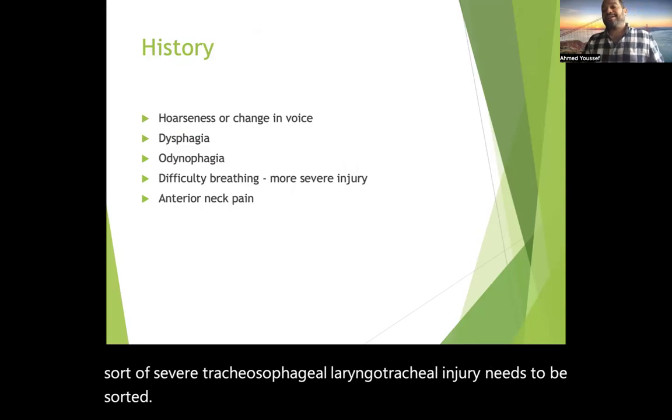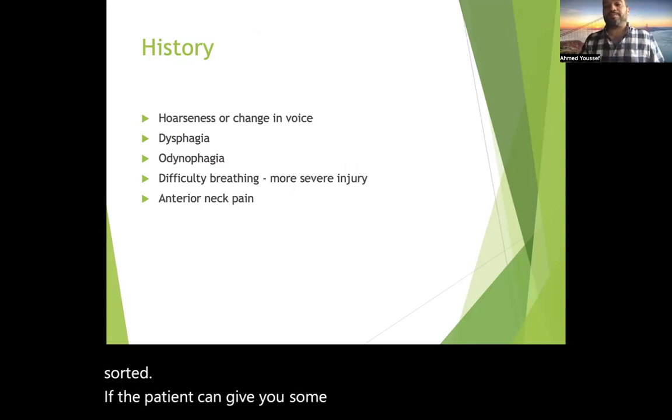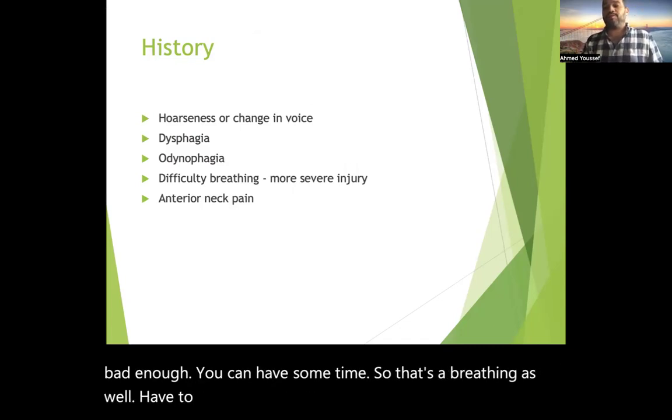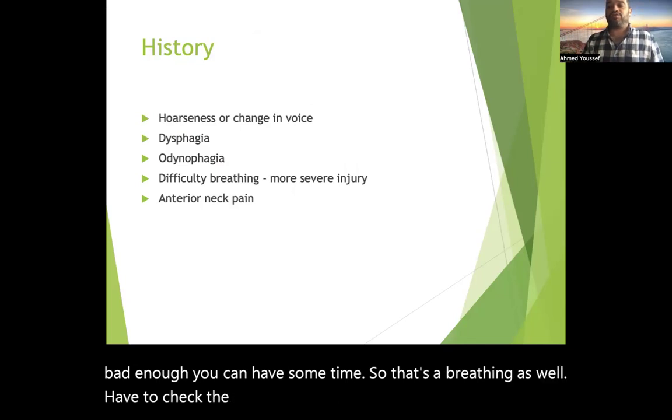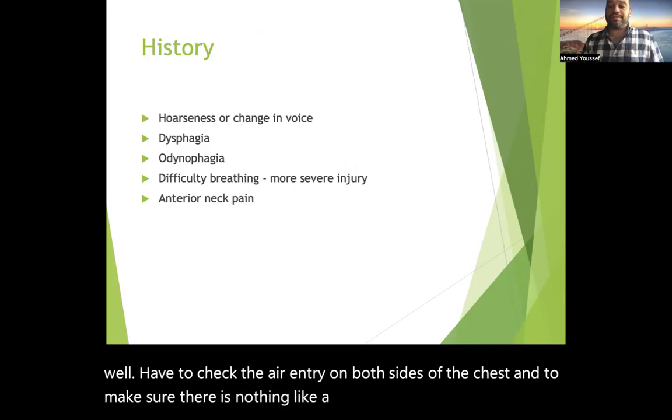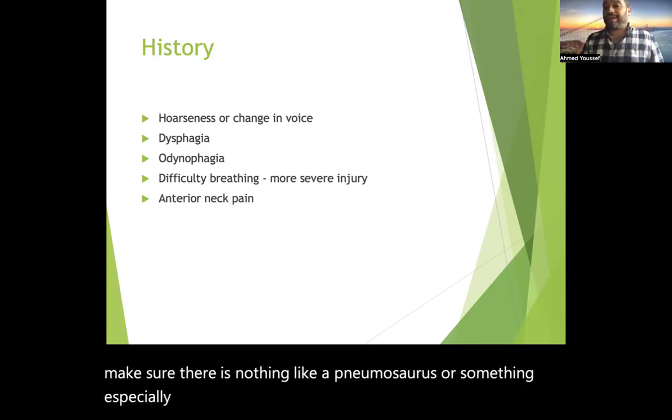If the patient can give you some information, it means that it's not bad enough, so you can have some time. So that's A. Breathing as well. Have to check the air entry on both sides of the chest and make sure there is nothing like a pneumothorax or something, especially if it's a road traffic accident resulting in polytrauma.